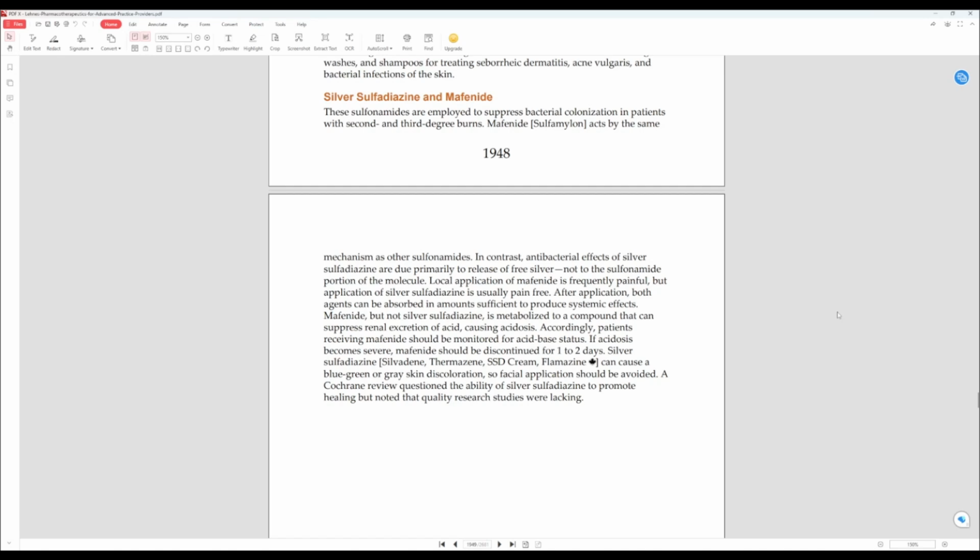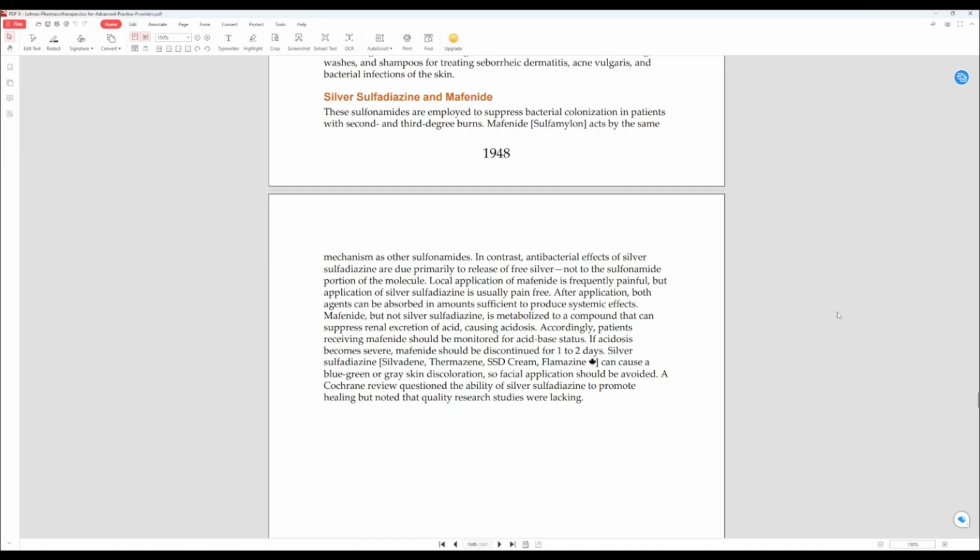After application, both agents can be absorbed in amounts sufficient to produce a systemic effect. Mafenide, but not silver sulfadiazine, is metabolized to a compound that can suppress renal excretion of acid, causing acidosis. Accordingly, patients receiving mafenide should be monitored for acid-base status. If acidosis becomes severe, mafenide needs to be discontinued for 1 to 2 days.